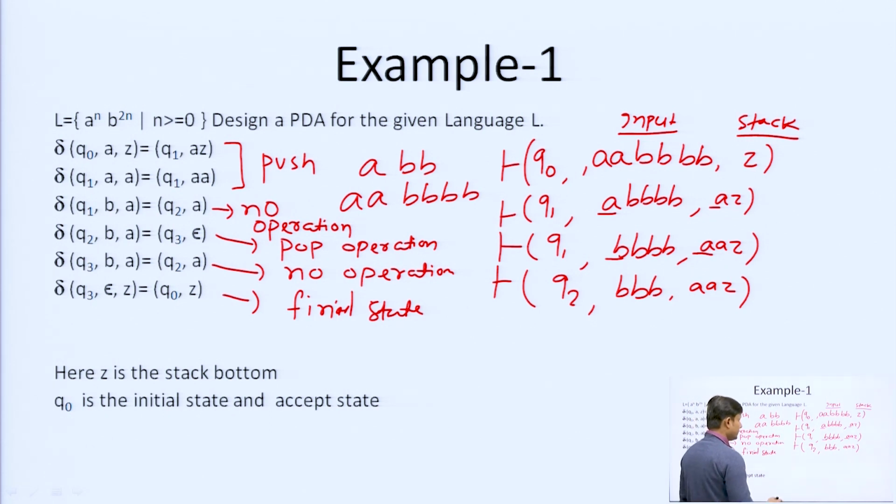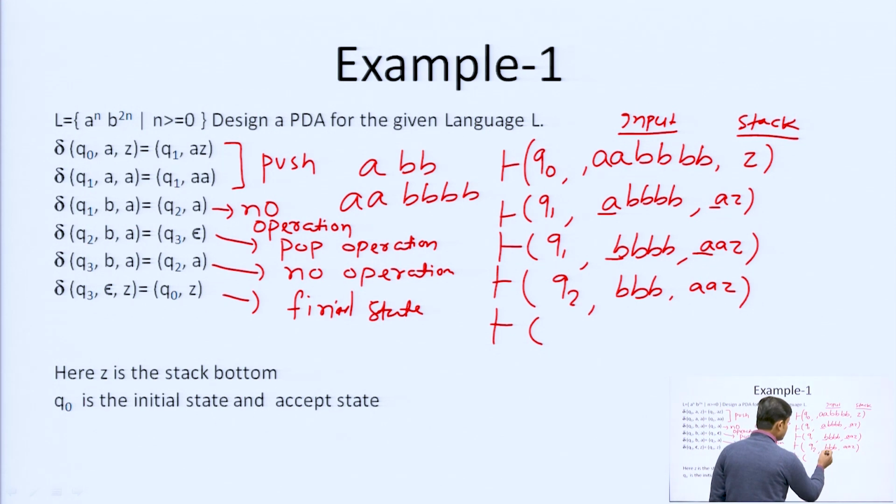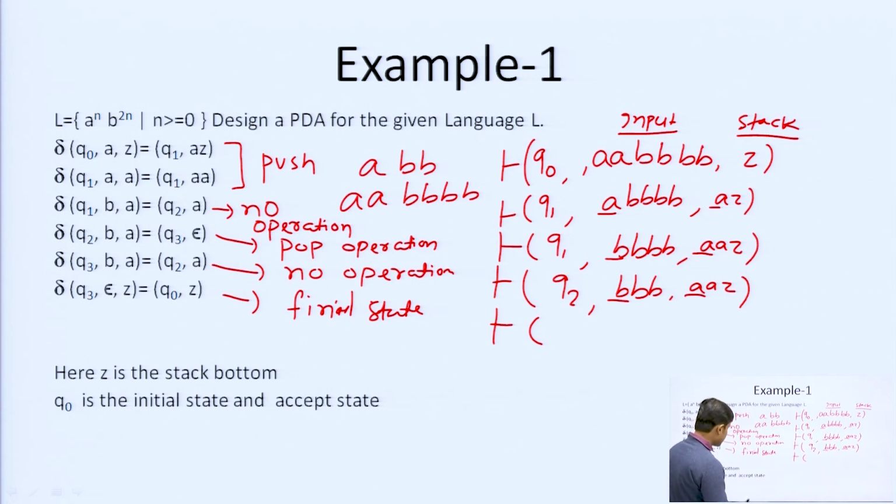Next, in q2 there is an input b with stack top a. What do you have to do? With input b and stack top a, the a will be popped from the stack and we go to the q3 state. So in q2, the input is b and the stack top is a, we pop a from the stack and go to q3.